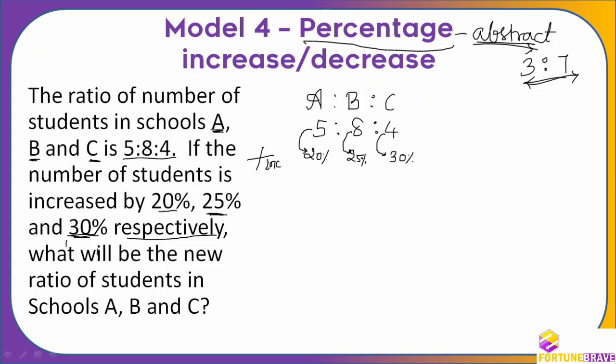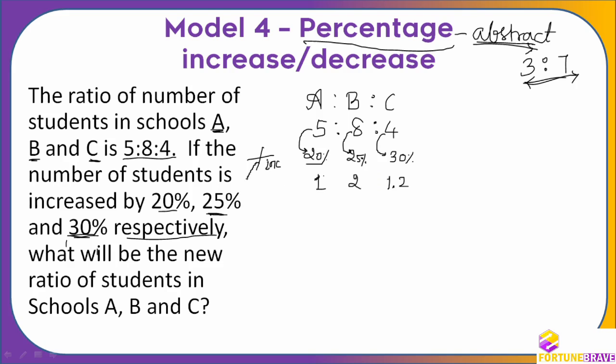So 20% of 5 is how much? Whatever way you know, you do it now. When we come to the percentage chapter, I am going to teach you in a different way. 20% of 5 is 1. Now we are only finding 20%, we are not increasing yet. We are going to increase next. So 25% of 8 is 2 and 30% of 4 is 1.2.